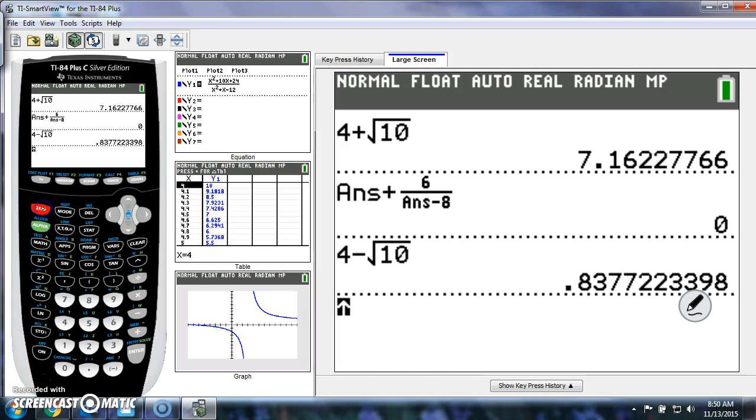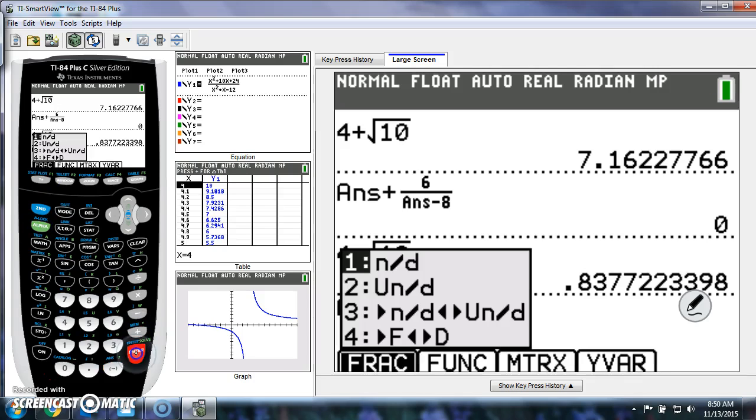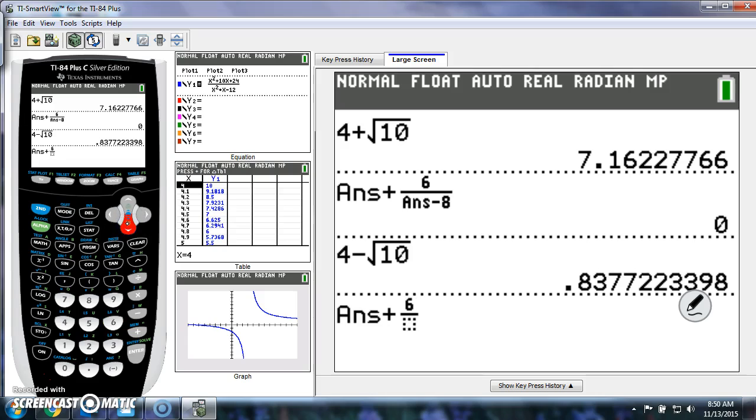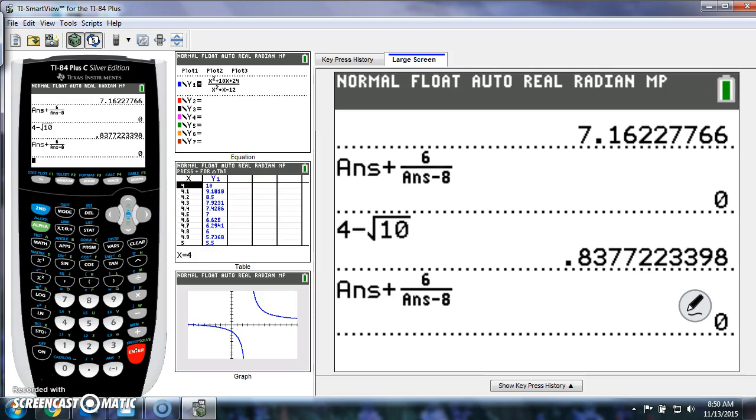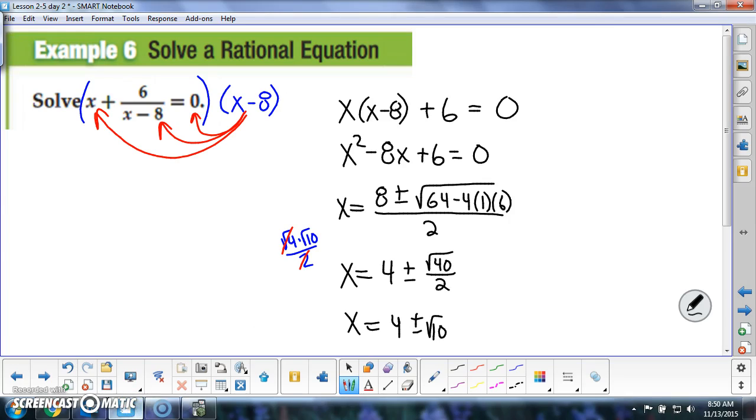And so now to put that back into the equation, we get answer plus the fraction 6 divided by answer minus 8. And again, I'm hoping to get 0 when I press enter. And this confirms that both 4 plus the square root of 10 and 4 minus the square root of 10 are both real solutions, no extraneous ones.